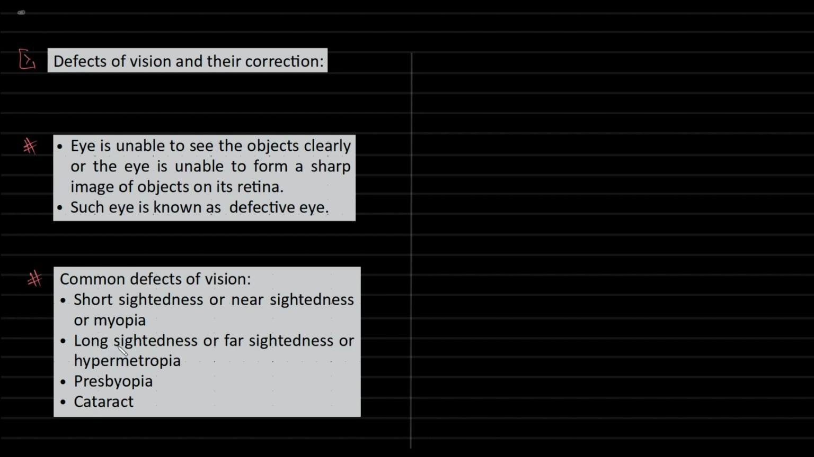The common defects are short-sightedness, long-sightedness, presbyopia and cataract. Here it is important for us to know the names. Short-sightedness, also known as nearsightedness, is also called myopia, because they interchange these words and they ask questions. Long-sightedness is far-sightedness, also called hypermetropia.